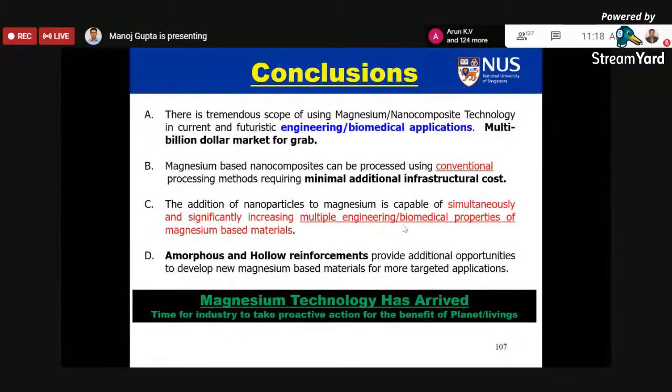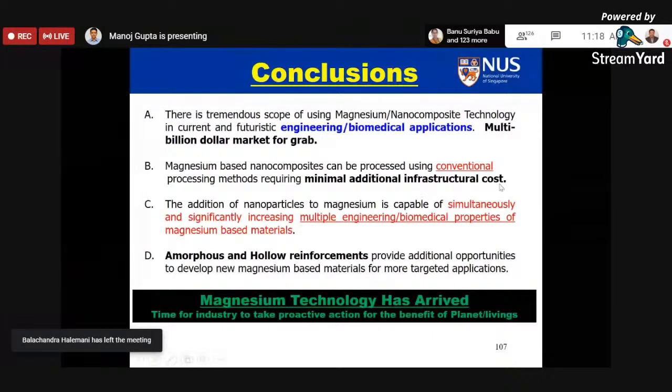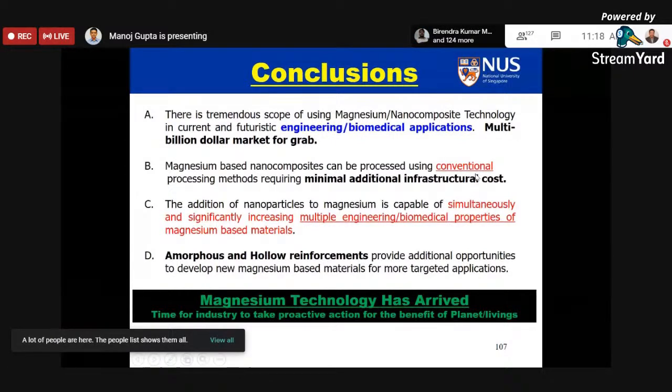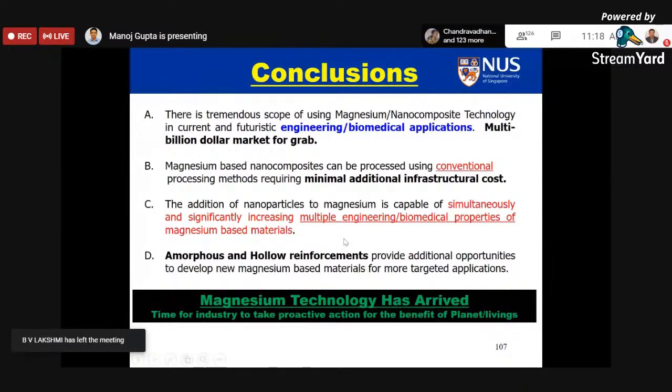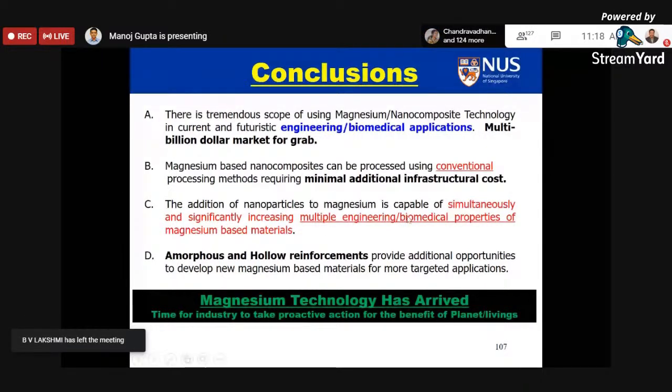For these applications, different countries, different researchers, and different companies are trying to put their footprint, but very few of them are in the market, and many of them are in the corporate sector. So essentially, there's a lot of room to grow. This technology does not need million-dollar investments or all kinds of equipment. You can use a conventional method that you used for aluminum, and then convert it into magnesium facilities.